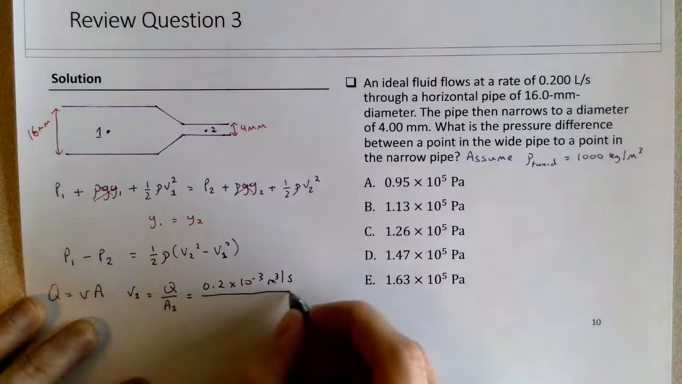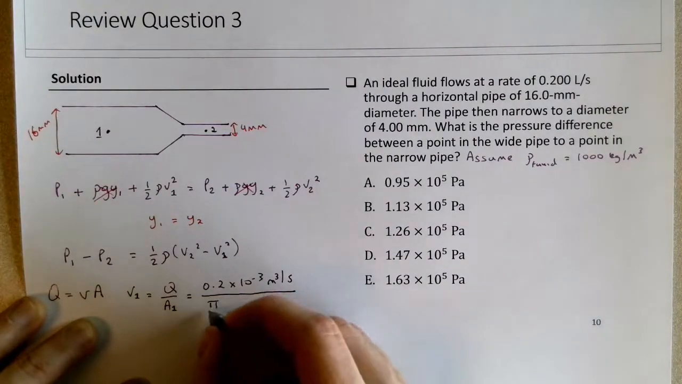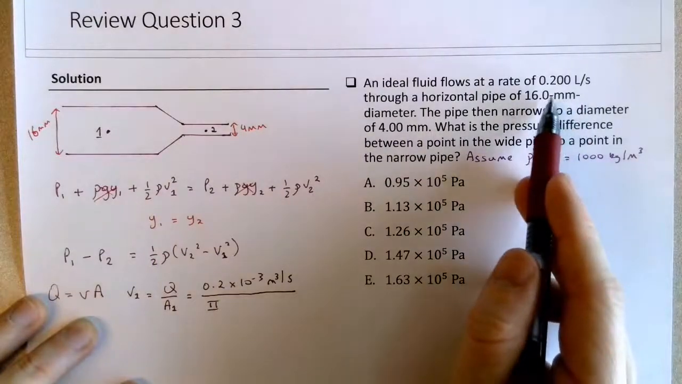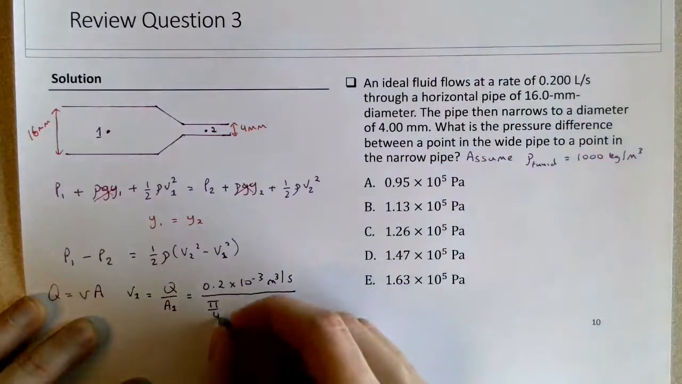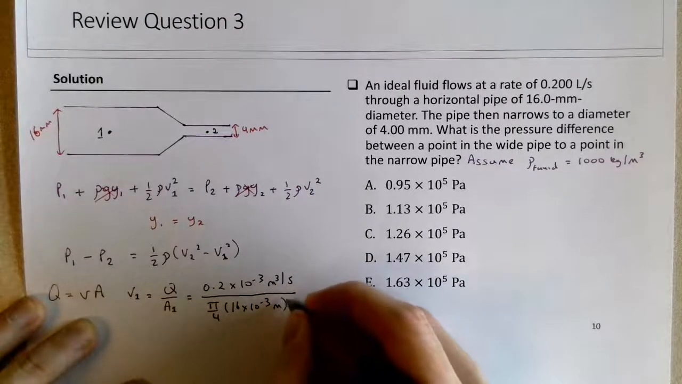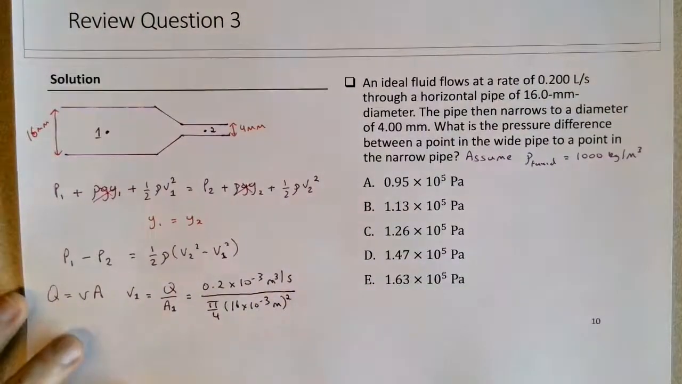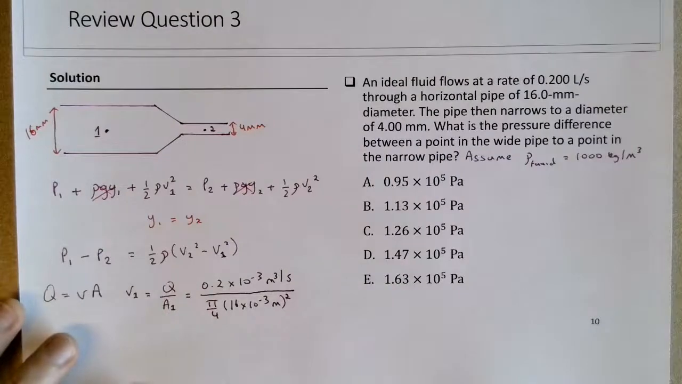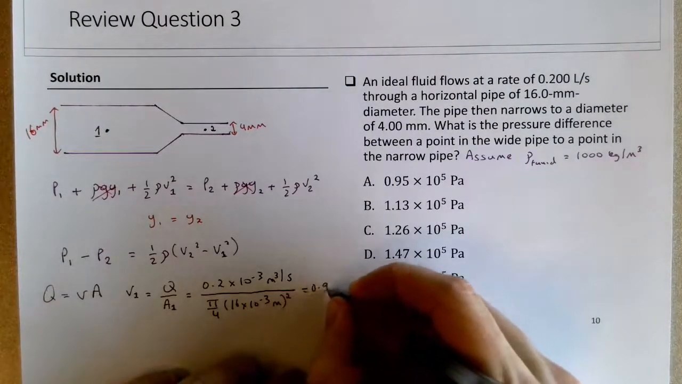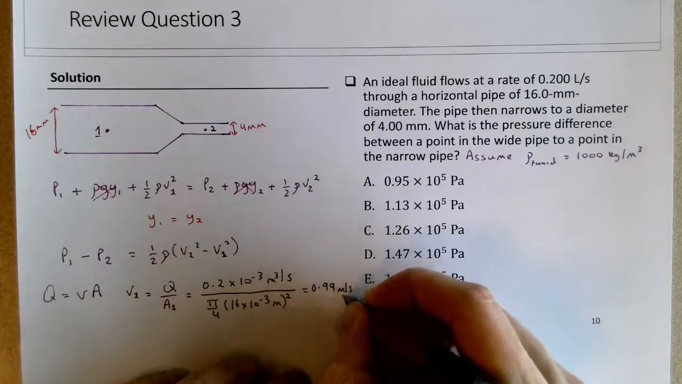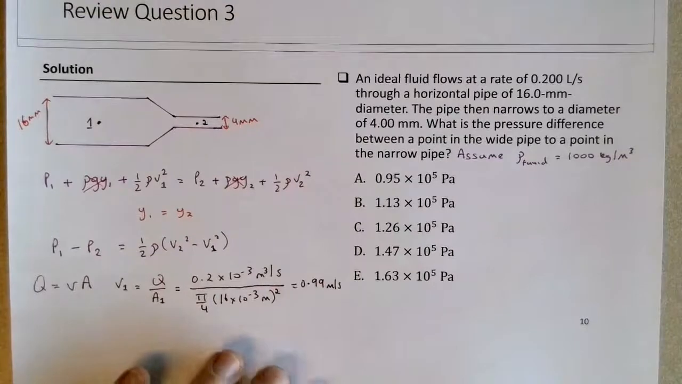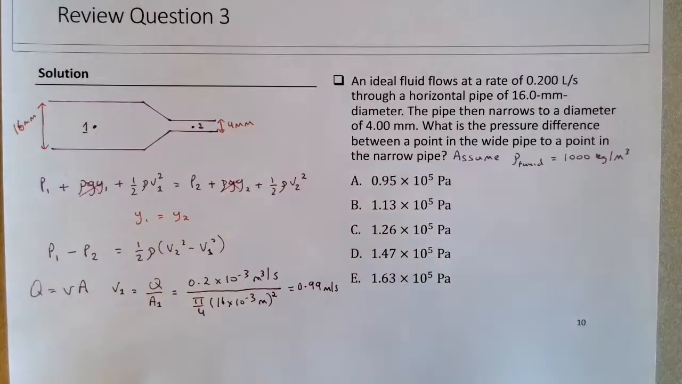And then I can divide by the area, so I can do pi r squared, so pi times 8 millimeters, and make sure to convert correctly, or I can do pi over 4 times the 16 times 10 to the minus 3 meters, all squared. That should give you about 1 meter per second. 0.99, to be more exact. So it should come very close to 1.